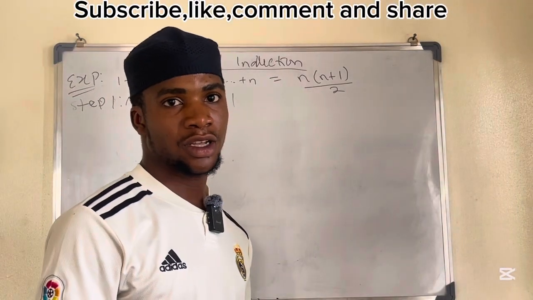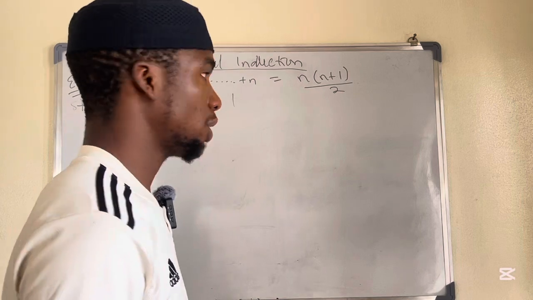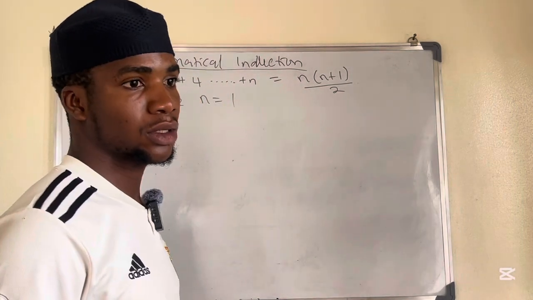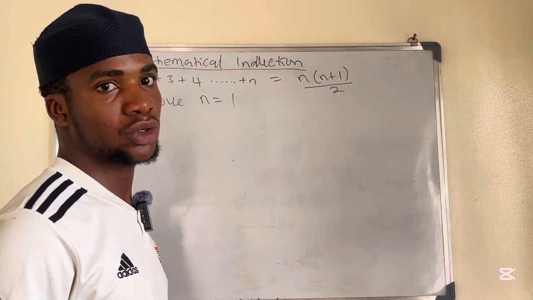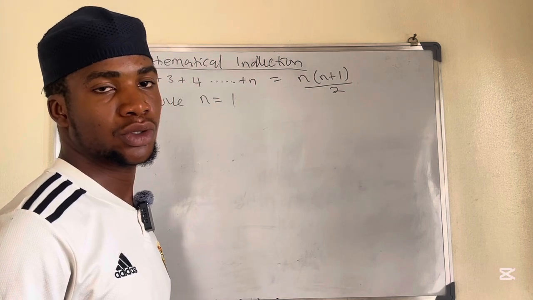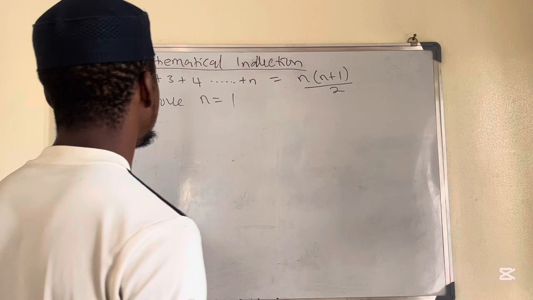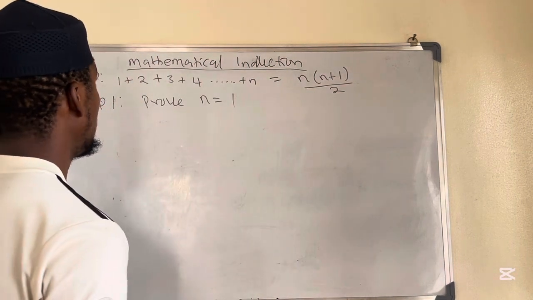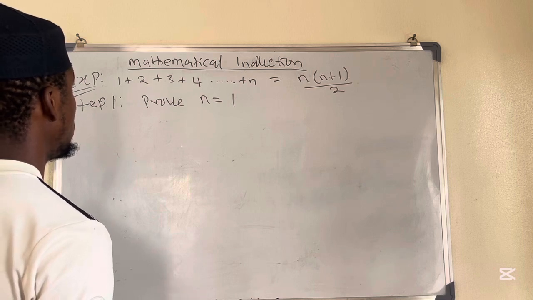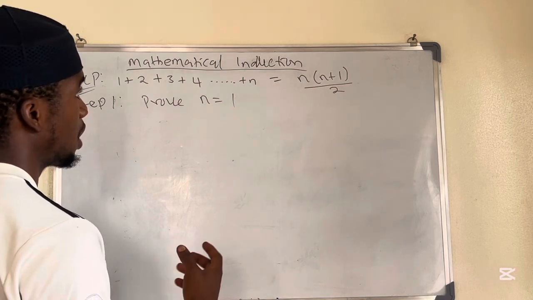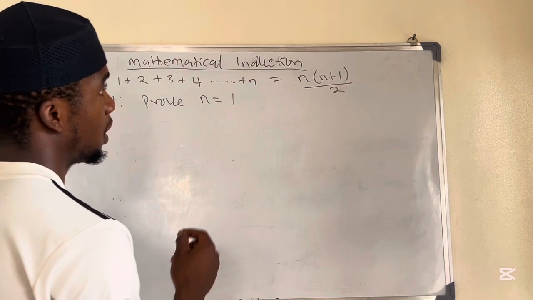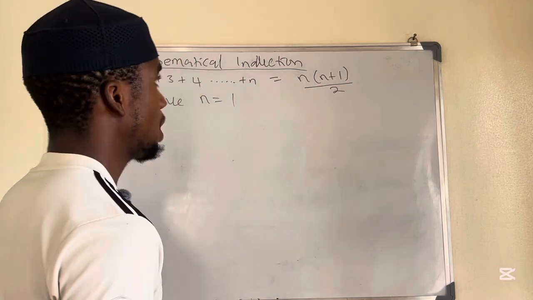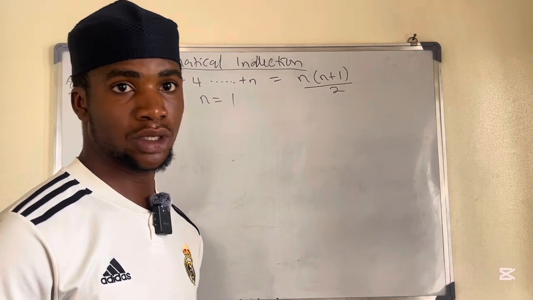Hi guys, in this video we're going to be going over mathematical induction, and we're going to be solving 2 to 3 questions in this video, so stay tuned. The first question we're going to solve is the question on the board, which says 1 plus 2 plus 3 plus 4 down to n terms is equal to n into n plus 1 over 2. So we are asked to solve this question using mathematical induction.